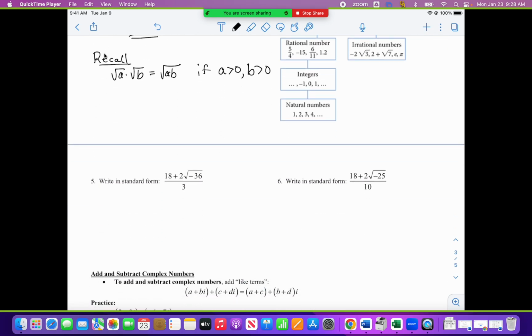All right, so number 5 says write in standard form. Can you see where I'm headed? Can anybody tell where we're headed? Look at number 5. Quadratic formula, okay, and quadratic equations. Now we can handle getting a negative under the square root, okay? So watch what you're going to do for number 5. I'm going to split this. Always pull out a negative under the square root first.